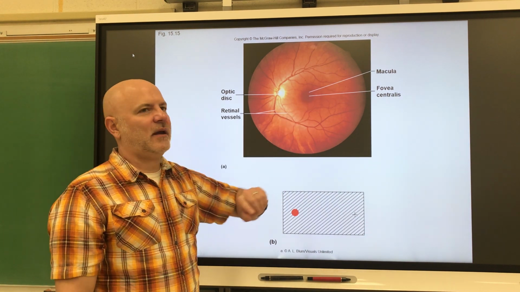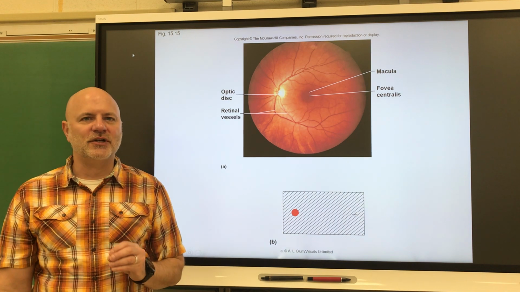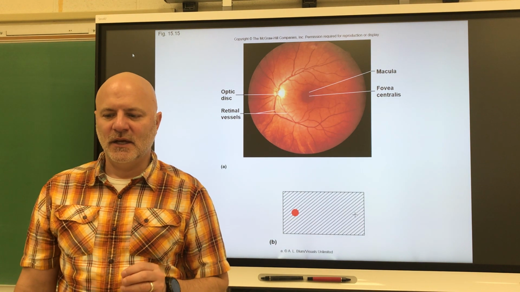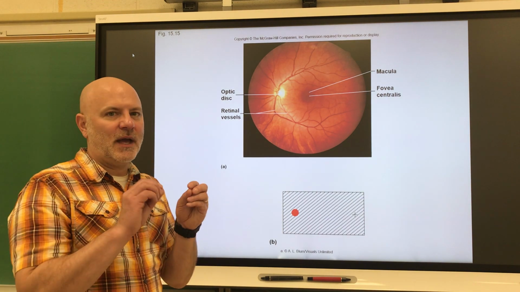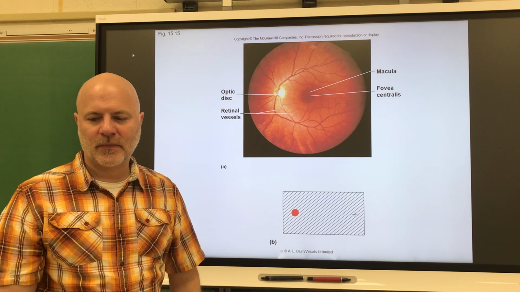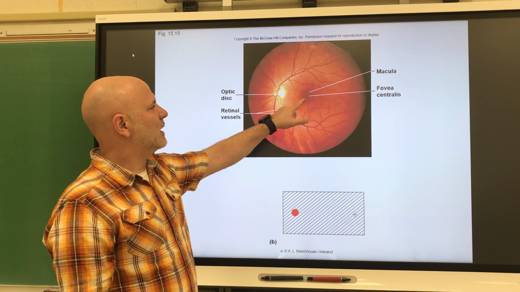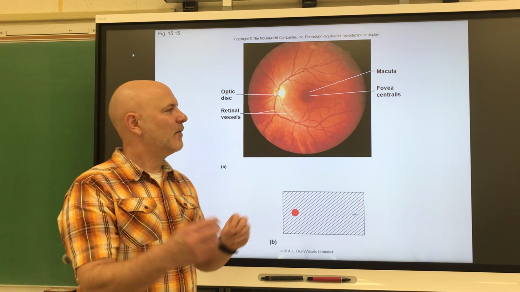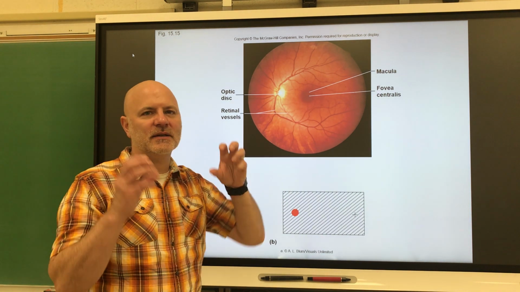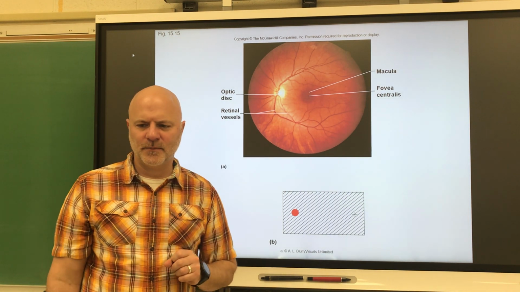Now in the macula lutea is a small depression known as the fovea centralis. This is a depression in the center of the macula lutea. Fovea actually means a little depression. In actuality, the fovea centralis is where we get our sharpest vision. So when light rays hit our fovea centralis, that's where we're getting our best vision.